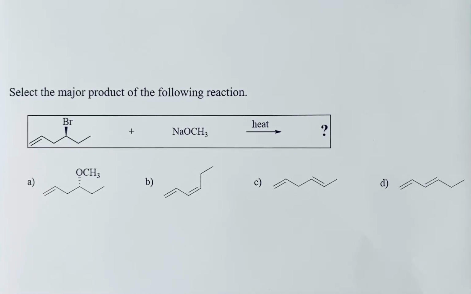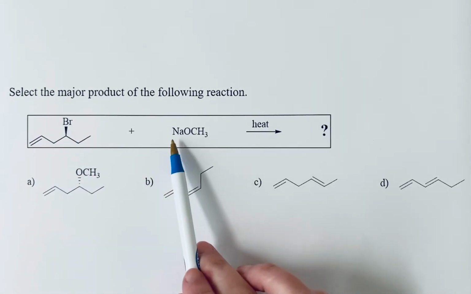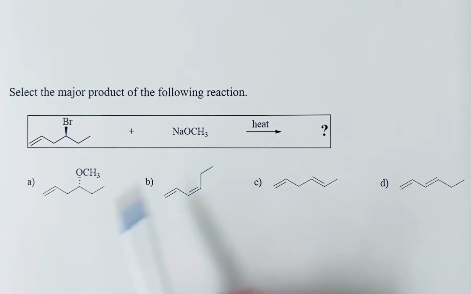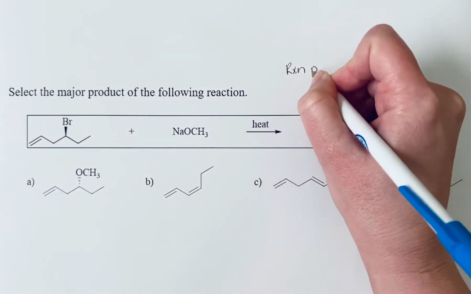Select the major product of the following reaction. And so we are starting with an alkyl halide and sodium methoxide, which could be either a base or a nucleophile. And so we want to decide what is the reaction pathway that is going to occur here.